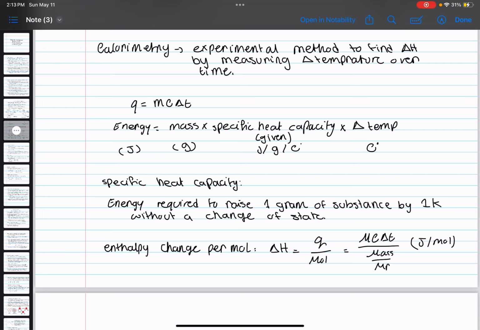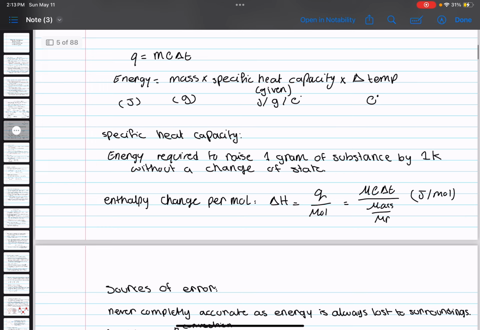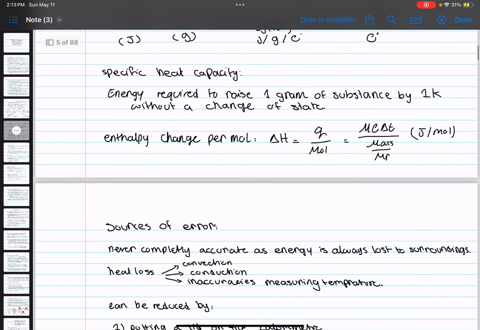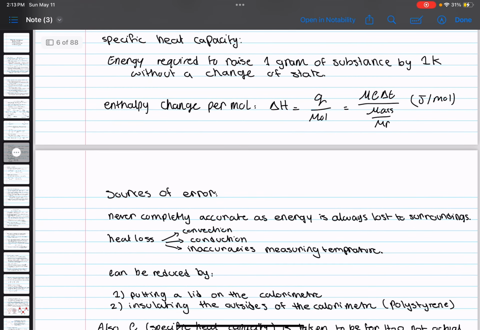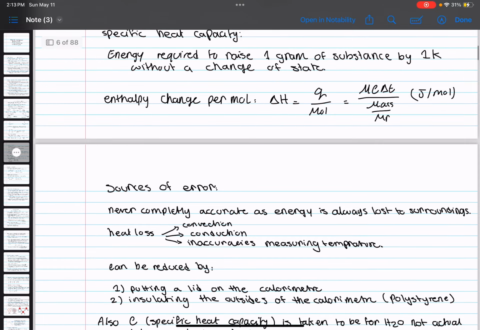In calorimetry, we have an experimental method to find delta H by measuring the change in temperature over time. We could use the equation Q equals mc delta T, which is energy equals mass times specific heat capacity, usually 4.18 or so, it's given in the equation, times the temperature change. We have specific heat capacity, which is defined as the energy required to raise 1 gram of a substance by 1 Kelvin without changing the state.